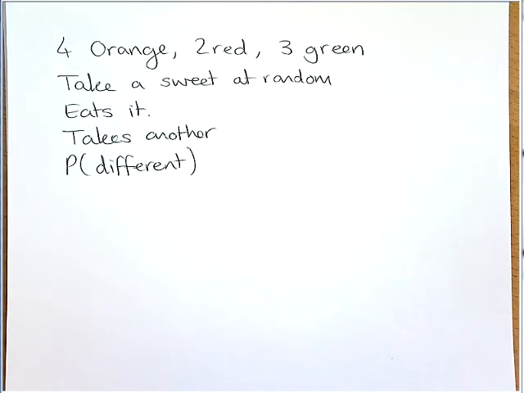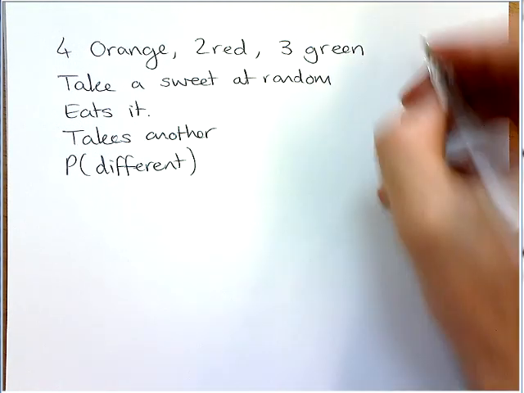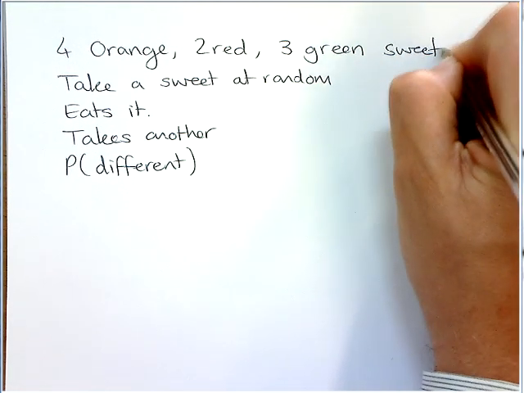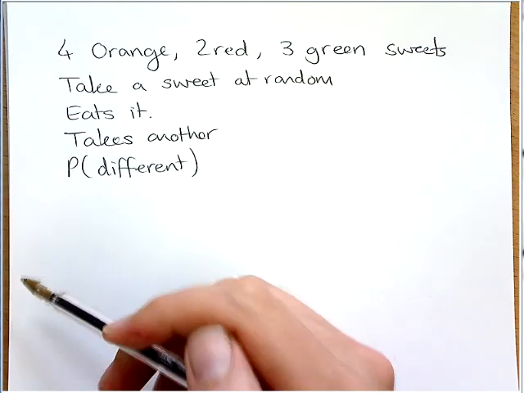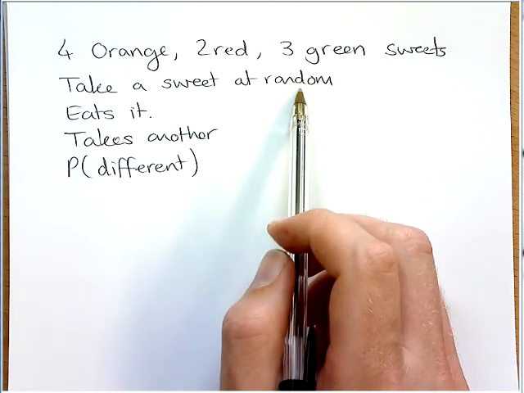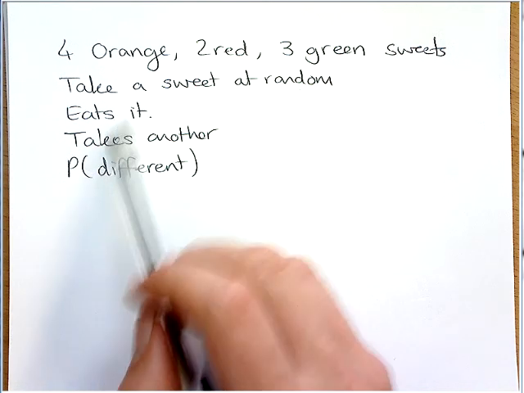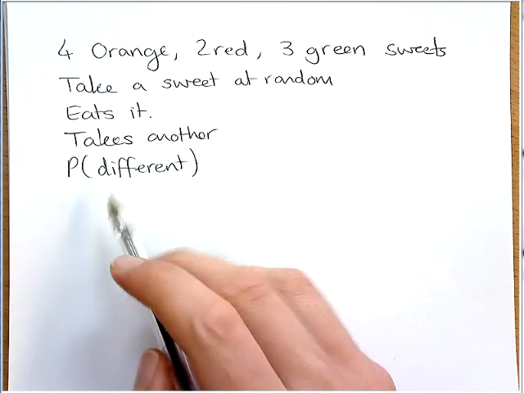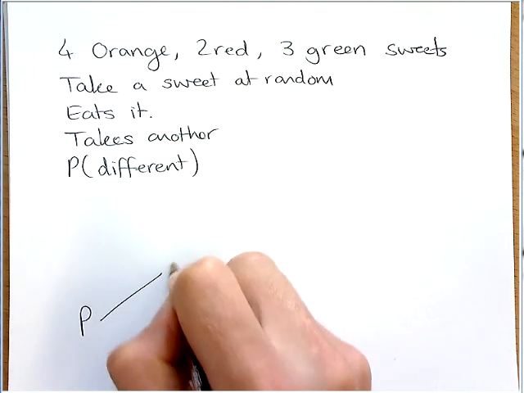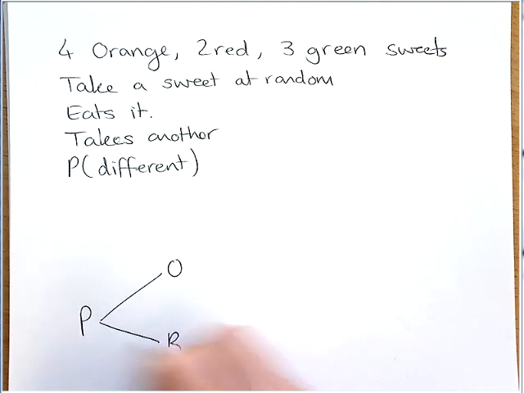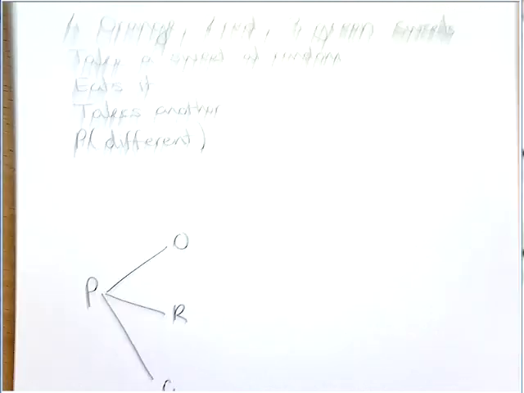This one, however, is slightly harder. So imagine there's sweets and they're all in a bag. And someone, like Danny, is dipping his hand into the bag and picking out a sweet at random, eating it, and then he takes another. And we're interested in what's the probability that's different. So the first choice he has is orange, red, or green.